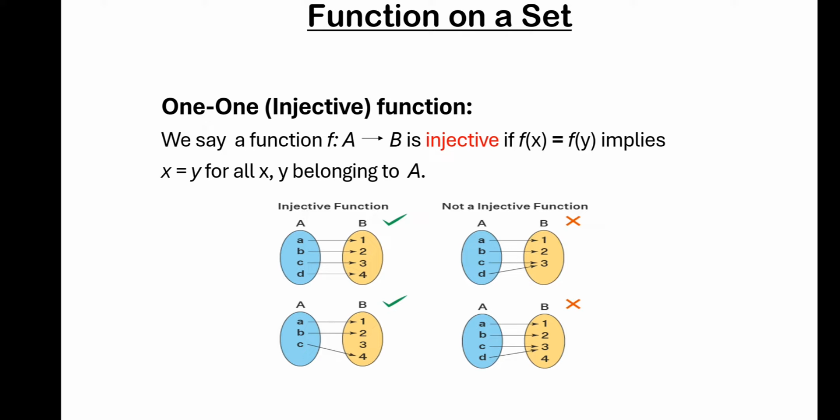Also, in the diagrams on the right, when C and D have the same image, in essence 3 in B, then the function is not one-one and can be called a many-one function. In short, when no two elements in the domain correspond to the same element in the codomain, then the function is one-one.